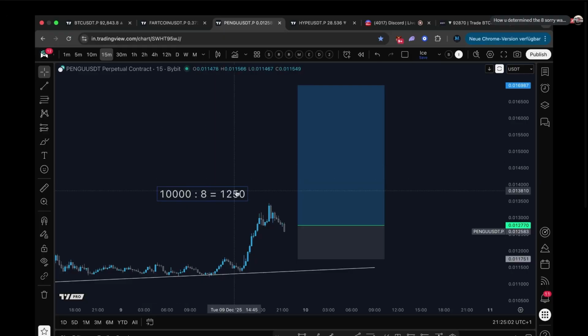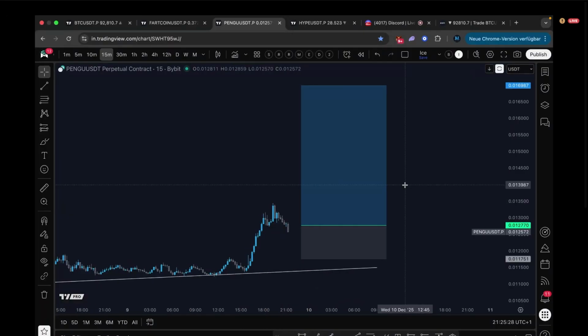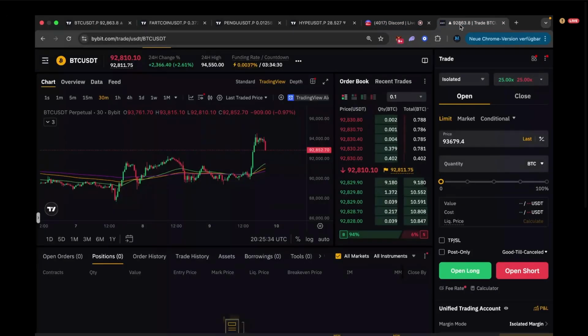Easy, right? And as I said, when we use leverage, then we simply divide this by 10. Then the margin is not 1,250, but 125. Okay, when you use 10x leverage, then the margin is 125. All right, fam. Let's go to Bybit and I show you something else.